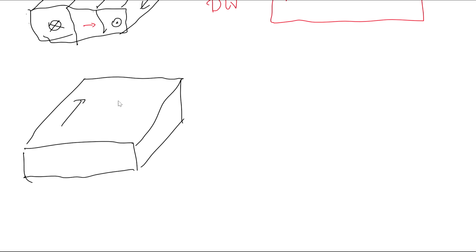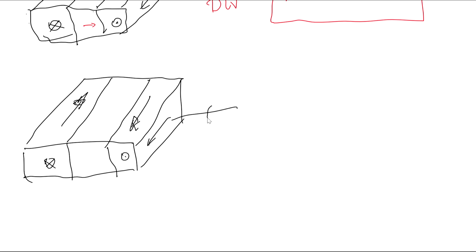So here's the magnetization this way, and this is magnetization the other way, pointing that way, pointing this way. Okay, so the material is magnetized, and this is a domain wall in between. So if rotation of the magnetization happens out of plane, which means that here our magnet would rotate about this axis.